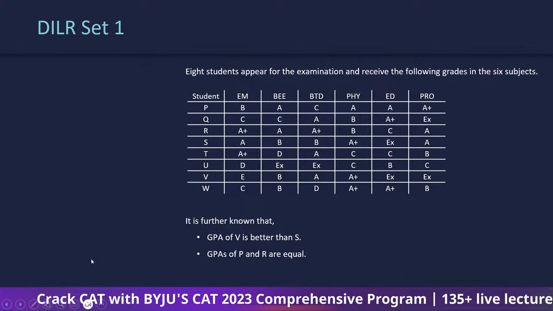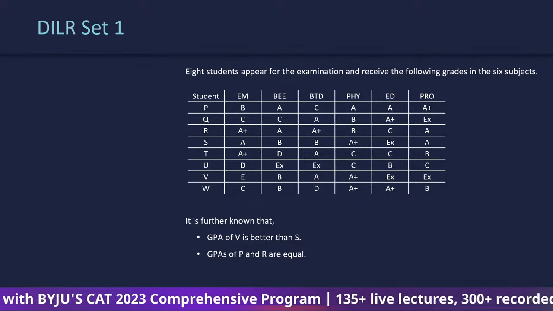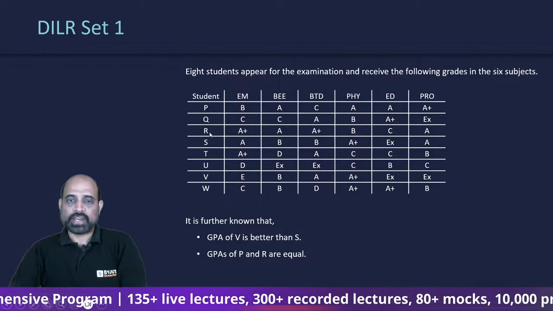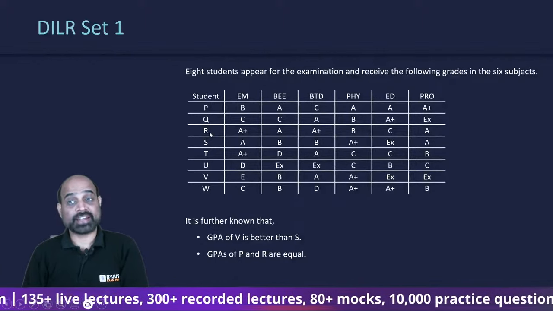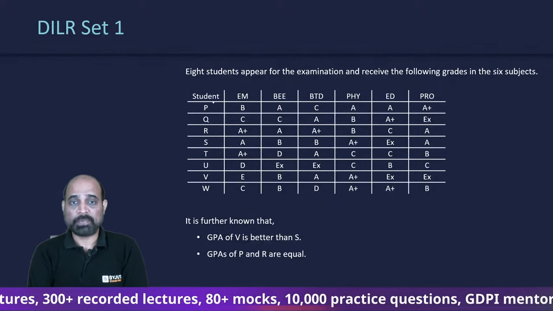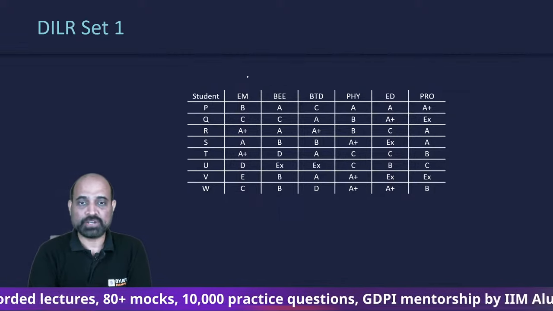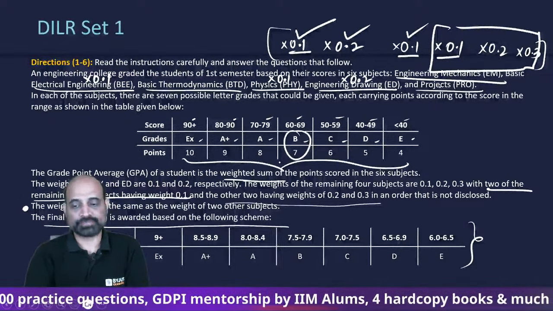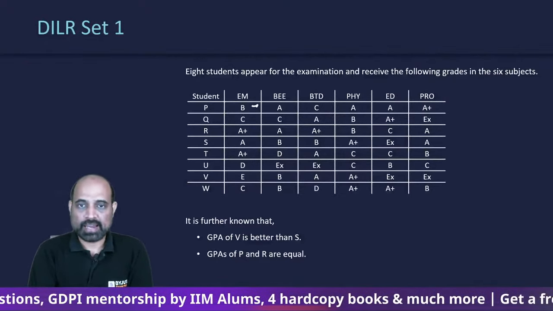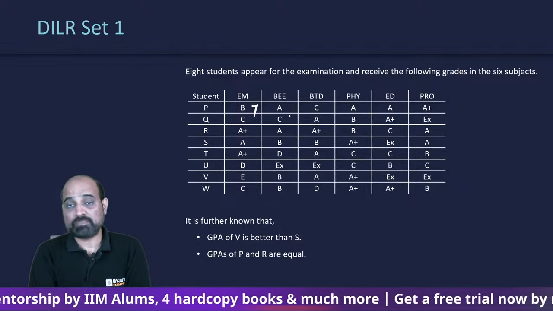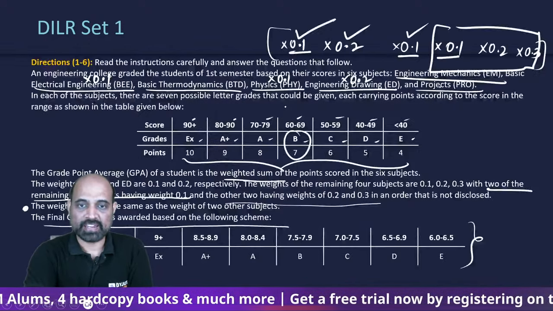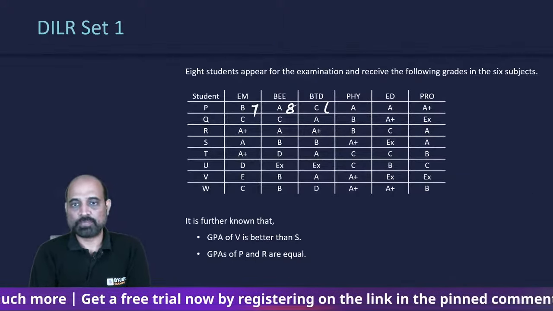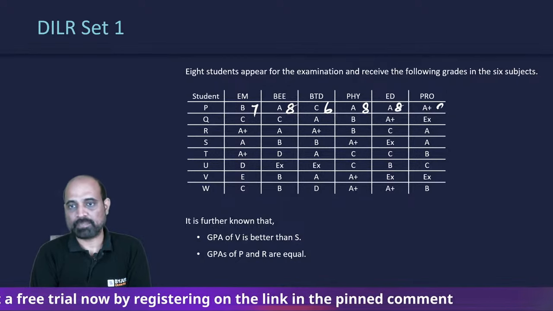Now 8 students appear for the exam and receive the following grades in the 6 subjects. So student P has received a grade of B. Grade of B would mean 7 points. And in BEE got a grade of A. Grade of A would mean a point of 8. And A plus as 9.